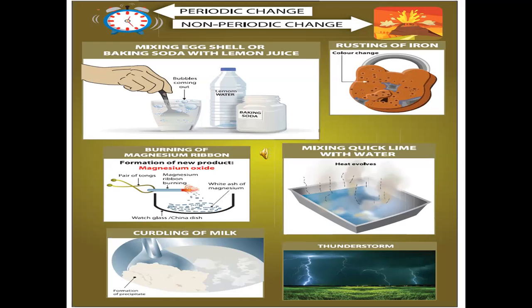Rusting of iron, burning of magnesium ribbon, mixing quicklime with water, curdling of milk and thunderstorm. These are examples of change, periodic change and non-periodic change.